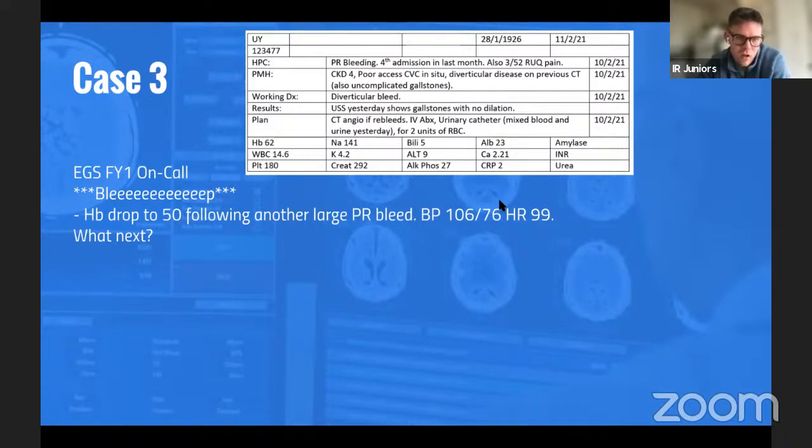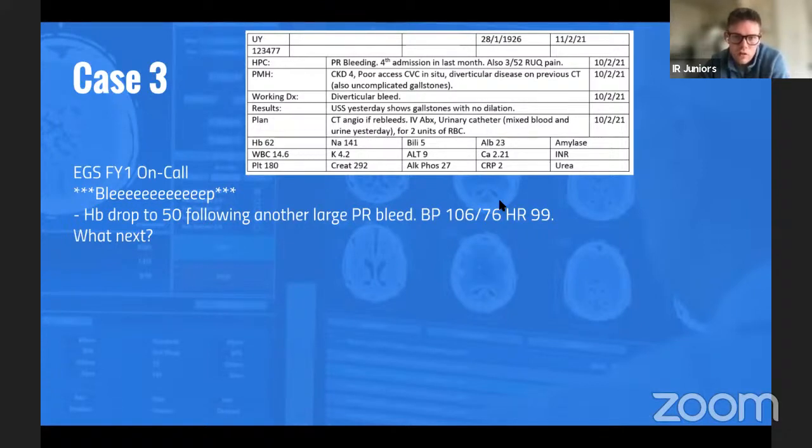But in this case, obviously, she's had some massive bleeding and will probably require a CT angio, which will necessitate contrast. So the decision on whether to send this patient for that scan will have to be made in conjunction with, obviously, your seniors, your consultant, the radiology department, and potentially even the renal team if they're aware of this patient.